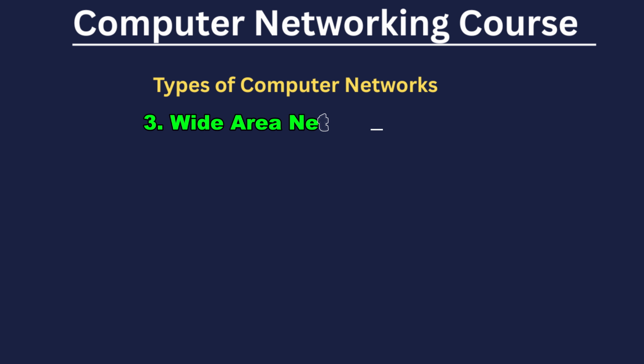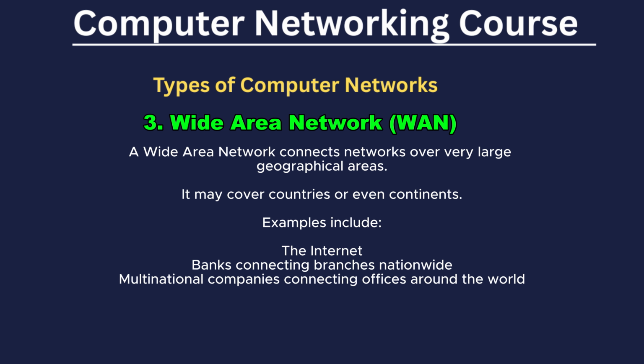Then we tackle the last one, which is the wide area network, which we call WAN. A wide area network connects a network over a very large geographical area. It may cover countries or even continents. Examples: we have the internet, banks connecting branches nationwide, and multinational companies connecting offices around the world. The internet is the largest example of one.